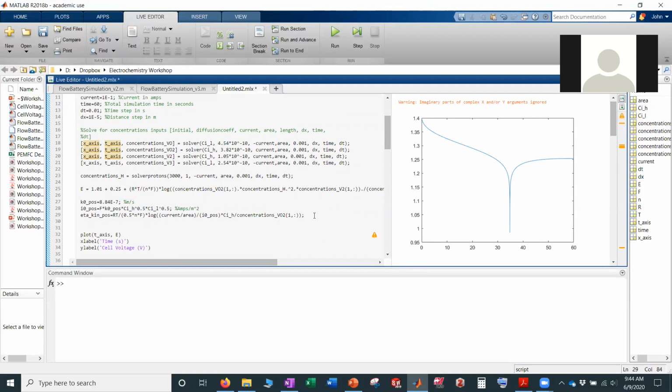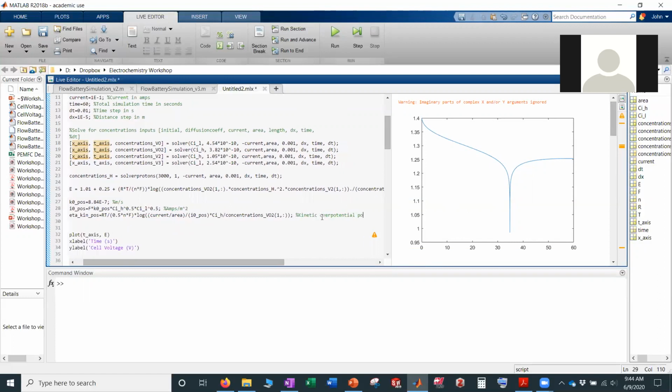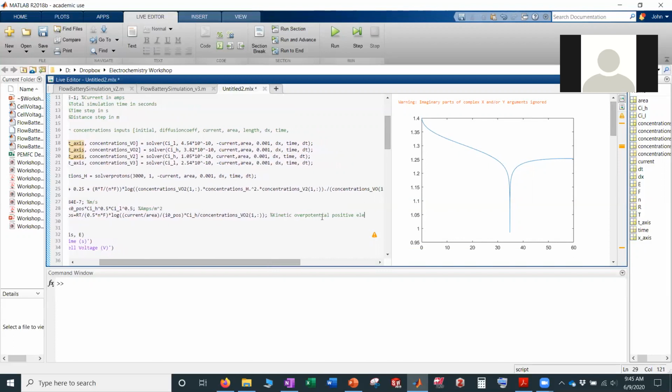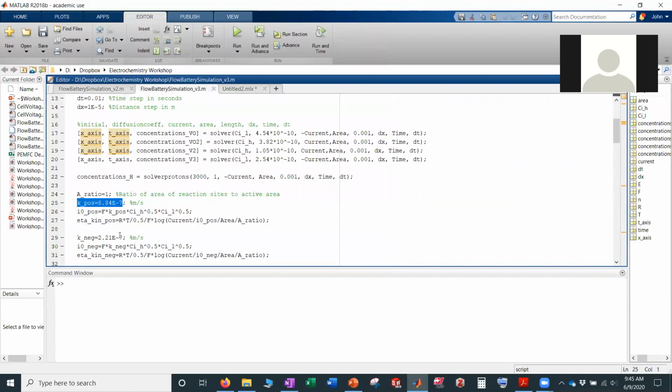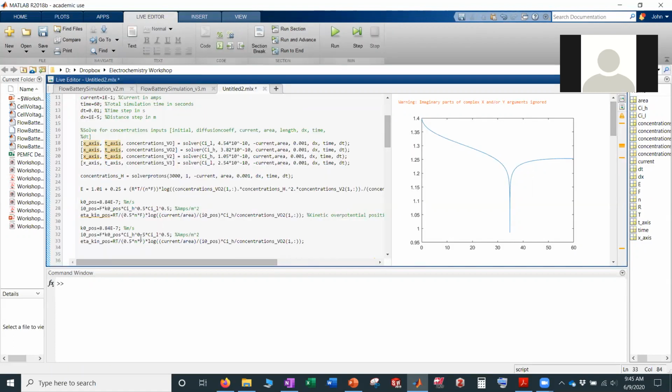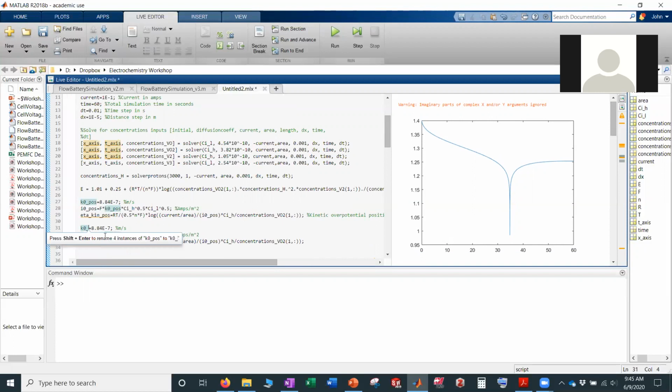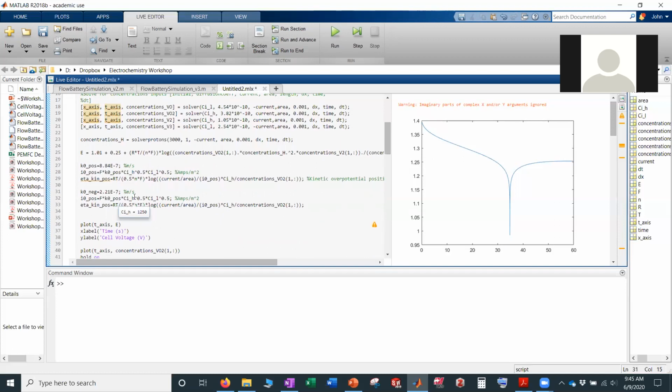Right, and then we can run a similar thing. So this is kinetic overpotential, positive electrode. So we could run the same thing for the negative electrode. This is the number I found on the negative side. So this will just be negative. I'll switch that out, 2.21. Here's 7, this one is still right. The I naught is still right.